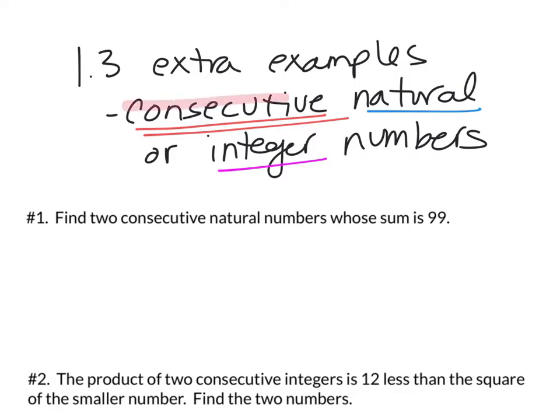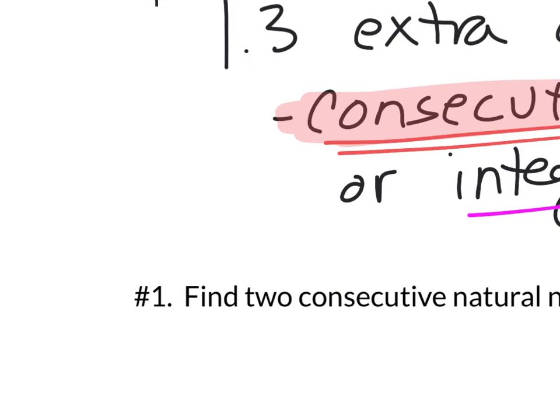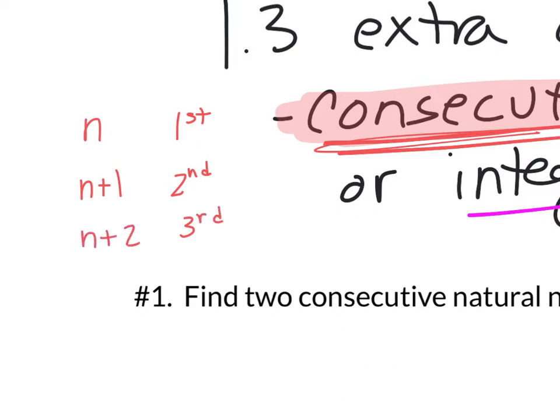So consecutive means right next to each other. For example, if I don't know what my numbers are, but I know they're consecutive, I can use the variable n as my first number. Then my second number would be just one more than n, so n plus 1. My third number, if I have three numbers, would be n plus 2, and my fourth number, if I had four numbers, would be n plus 3, and so on.